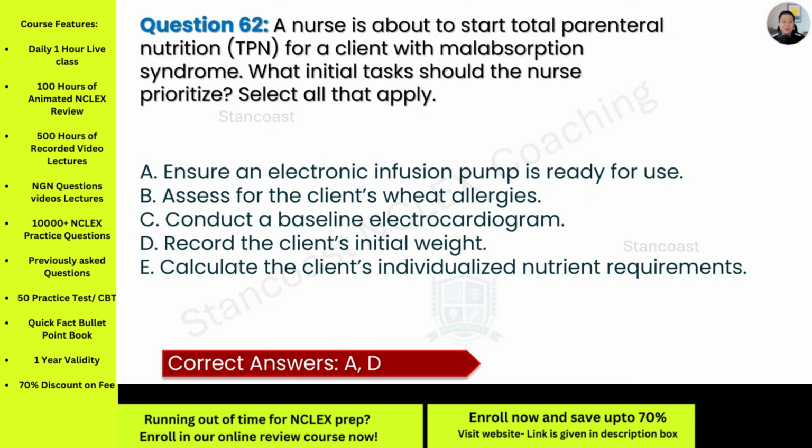Letter C is also incorrect because a baseline EKG is not routinely required before initiating TPN unless the client has a cardiac condition. And the nutritional calculations for TPN formulas are typically done by the dietitian, not the primary nurse. So you have to focus on the nurse's role in TPN therapy and eliminate the other options that involve tasks outside the nurse's scope or any other unrelated TPN actions.